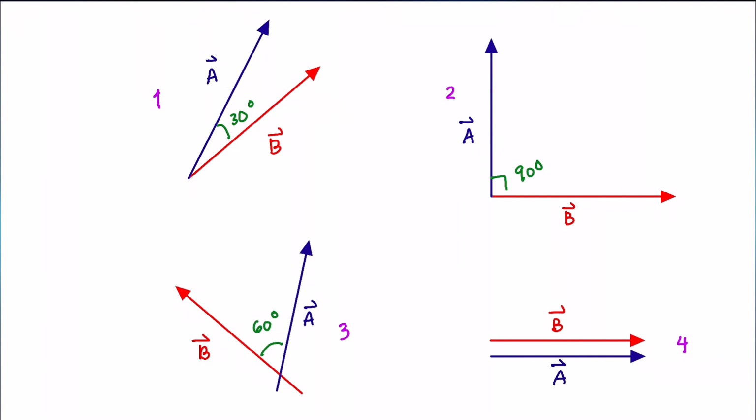In case 2, vectors a and b are separated with an angle of 90 degrees since they are perpendicular with each other. In case number 3, vectors a and b are separated with an angle of 60 degrees. And for the fourth case, vectors a and b are pointing in the same direction, and therefore the angle between them is equal to 0. So remember that when two vectors are pointing in the same direction, the angle will be 0, but if they are pointing in the opposite direction, the angle will be 180. Let me write that down.